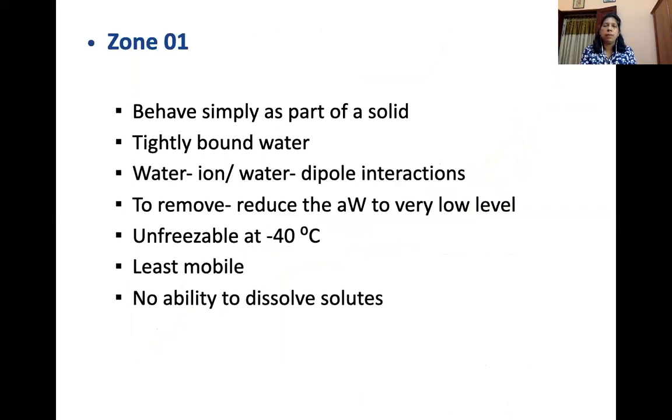Zone 1 behaves simply as part of a solid, therefore it is bound with the other material. Tightly bound water, with water-ion and water-dipole interactions. Therefore this water is not freely available for any kind of reaction. You can't remove that bound water unless you reduce the water activity to a very low level. Basically it's really difficult, and it is unfreezable at minus 40 and least mobile, with no ability to dissolve solutes.